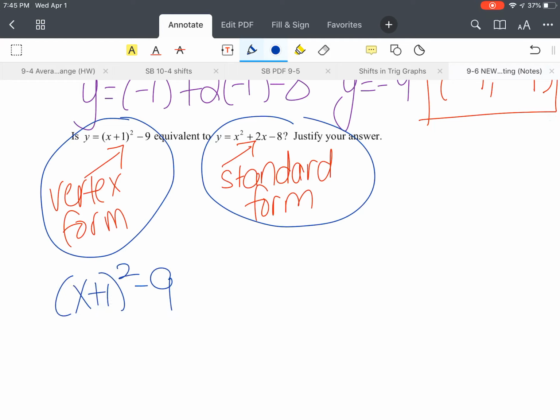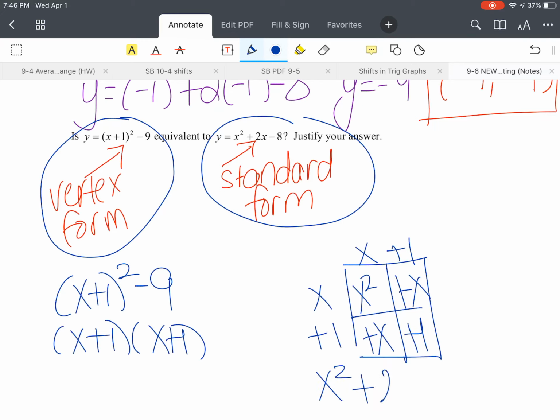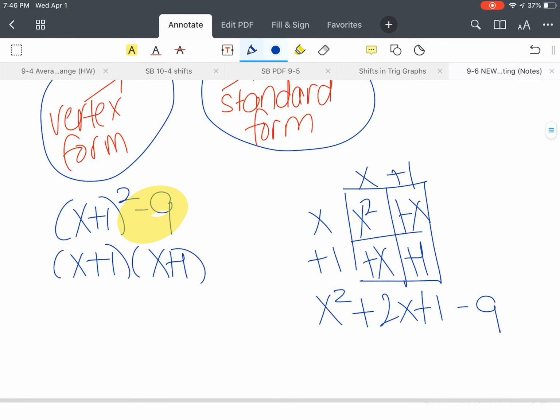So x minus 1 squared, x plus 1 squared is x plus 1 times x plus 1. So let's do the box on the side. We know how to do that. X plus 1, right, when we're multiplying two binomials. So we get x squared plus x plus x plus 1. So I get x squared plus 2x plus 1, and then I still have this minus 9. So I will minus 9. So that leaves me with x squared plus 2x minus 8, y equals.